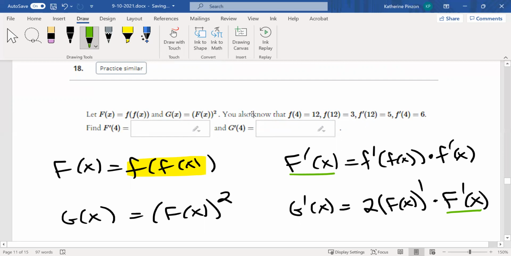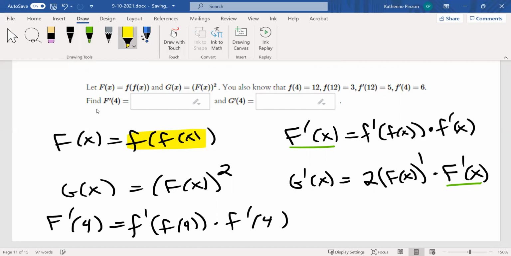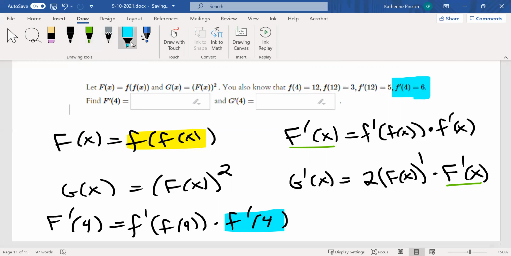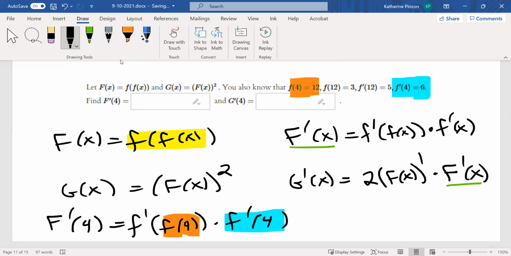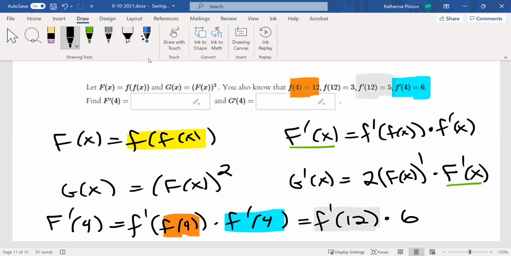Okay, so let's do this part first. Capital F prime of 4. Here's my f prime. So that's little f prime of f of 4 times f prime of 4. So when I'm looking at my pieces, this guy is 6. And this guy is 12. So this is f prime of 12 times 6. Look, this still has an f in it, right? So I need to go back to the list up there. This guy is 5. So 5 times 6 or 30.